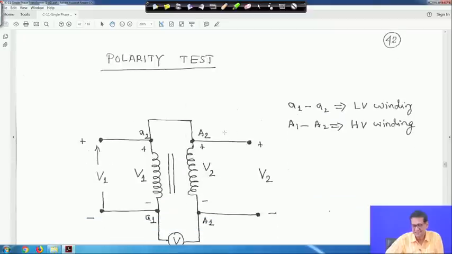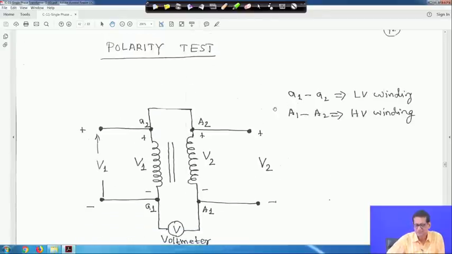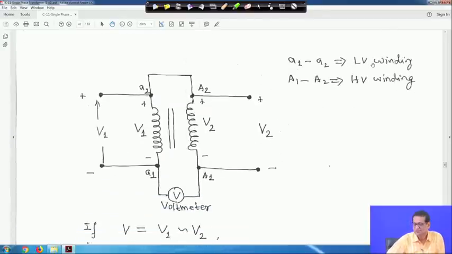Next is the polarity test. Here, how will we test the polarity in the laboratory? Definitely you will do it like this. Suppose this is the polarity test. a1 a2 is the low voltage winding and capital A1 A2 is the high voltage winding. Suppose the polarity is marked like this: a2 is plus and a1 is minus, capital A2 is plus and capital A1 is minus. This voltage is V1 and this is V2, and one voltmeter is connected across capital A1 and small a1. This is the polarity, the way it is marked.